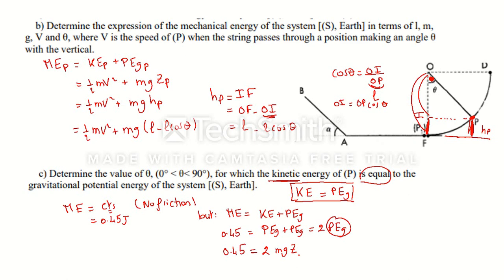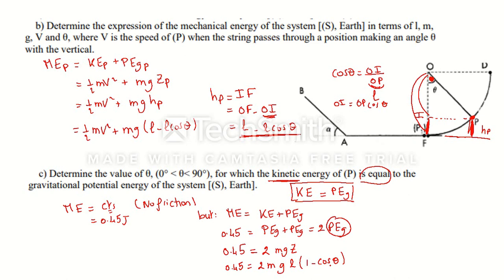Now this z is at any instant. So if it's at any instant, as for example at the point P, then it will be equal to 0.45, equal to mg z. So it will be L, bracket 1 minus cosine theta. We took L as a common factor. And now the question is to find who?